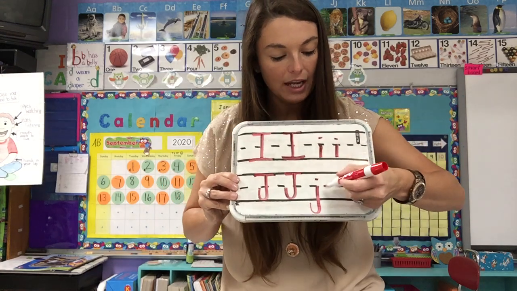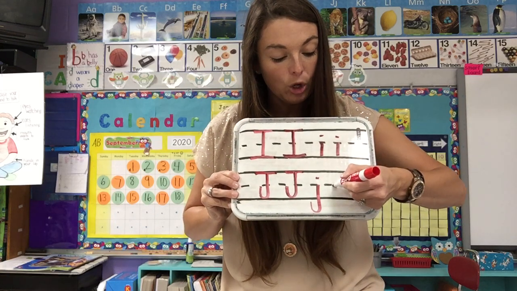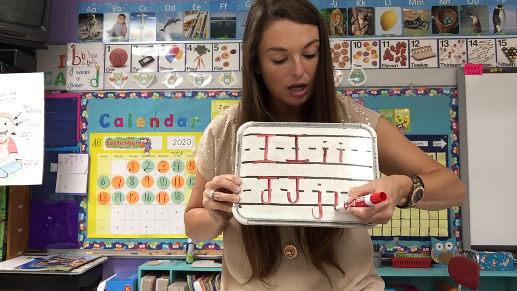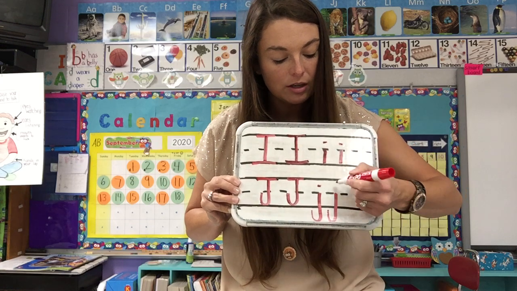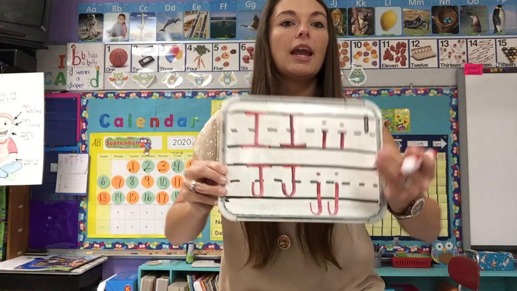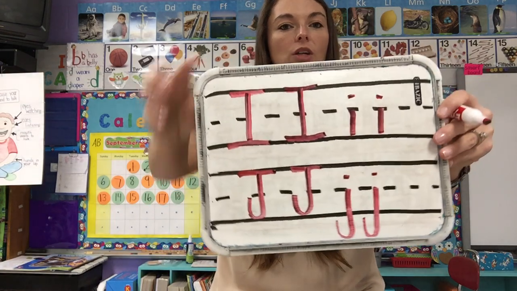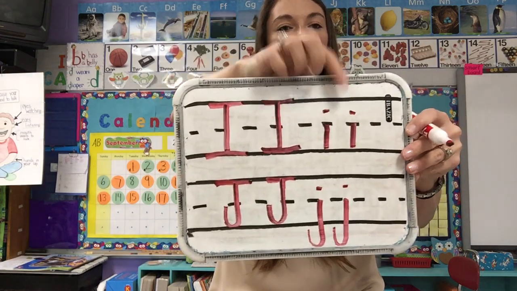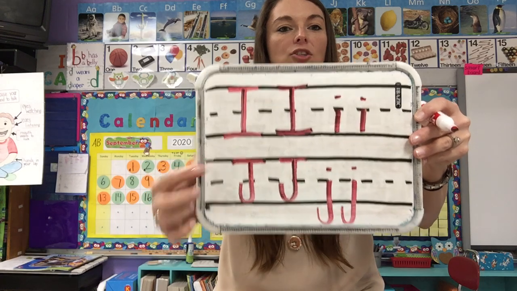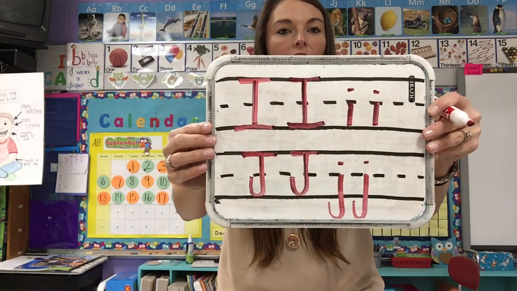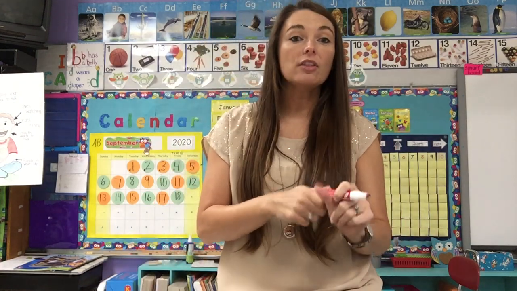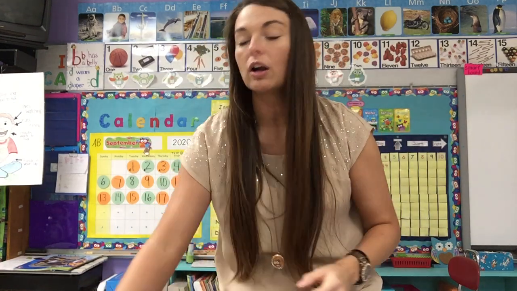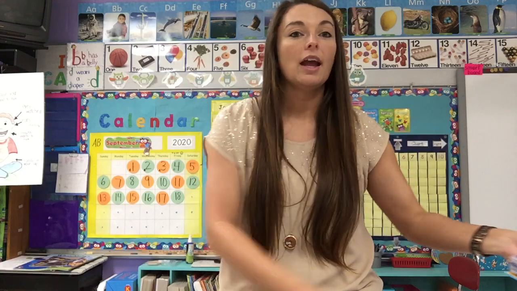So one more time, lowercase j, we're starting at the middle. We're going down, down, down, below the bottom line, curve back up a little hook, pick our pencil up, and dot our j. We have uppercase I, lowercase I, uppercase J, lowercase j. Okay? So practice writing those at home. All the letters that we have learned so far, practice writing those at home.